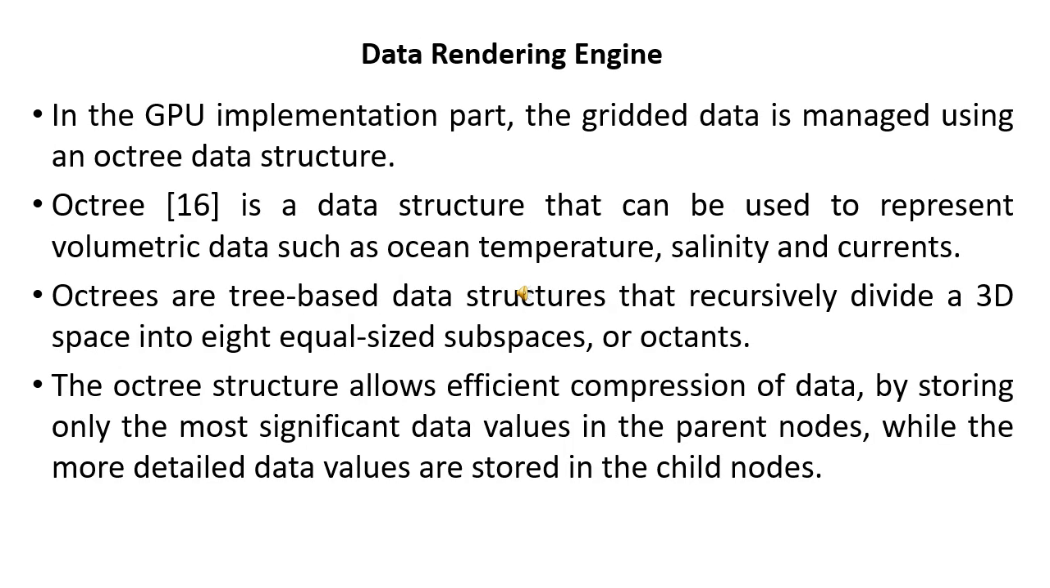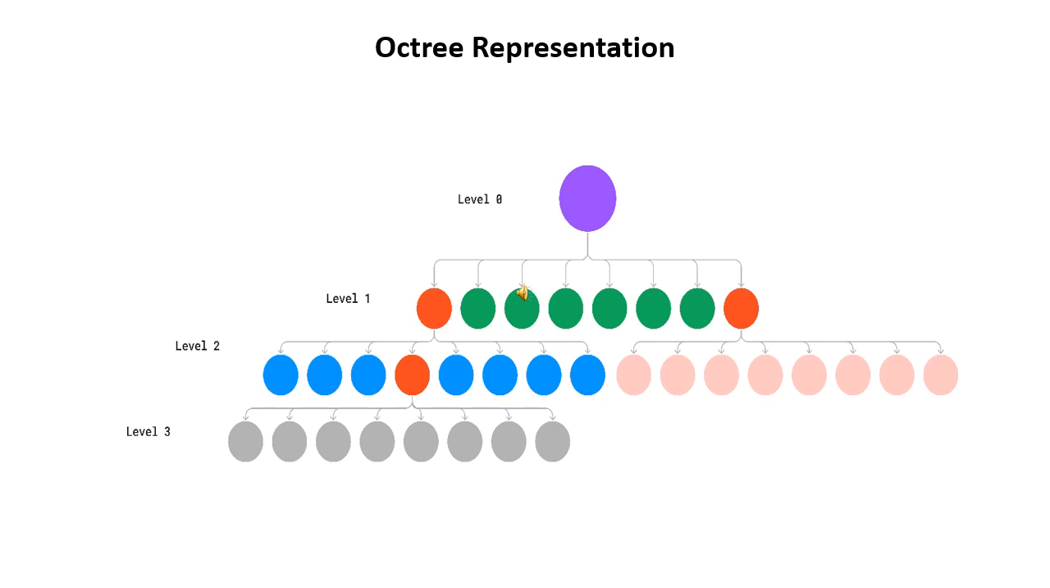In the GPU implementation part, the gridded data is managed using an octree data structure. Octree is a data structure that can be used to represent volumetric data such as ocean temperature, salinity and currents. Octrees are tree-based data structures that recursively divide a 3D space into 8 equal-sized subspaces or octants. The octree structure allows efficient compression of data by storing only the most significant data values in the parent nodes, while the more detailed values are stored in the child nodes. A sample octree representation of 4 levels is shown over here.